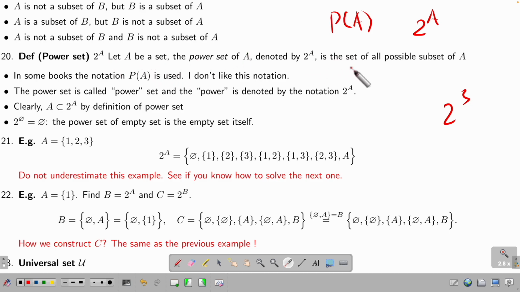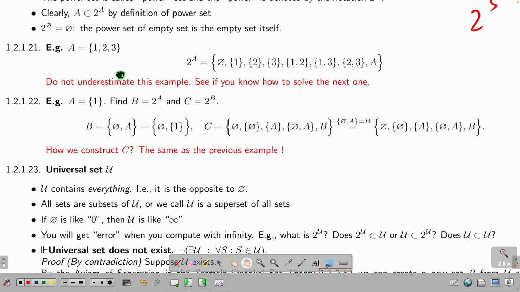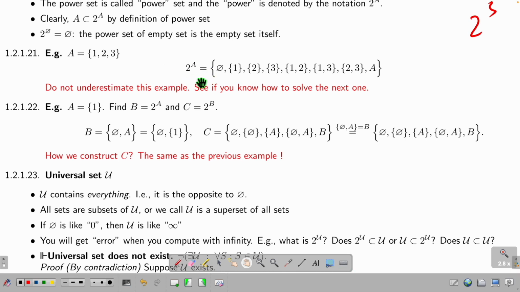What is the power set? It is the set of all possible subsets of A. So what the heck is this? Let's look at an example. A is {1, 2, 3}. So what is the power set of A? All the possible combinations of elements you can think of for A. The first one is you pick nothing from A, this guy. Then what's next? You have 3 elements, so you pick just one of them: 1, 2, and 3. These give me 3 sets, which are these 3 guys.